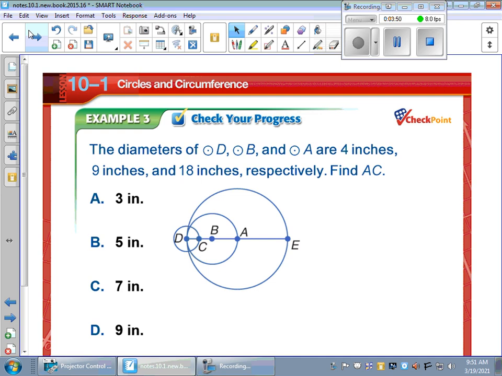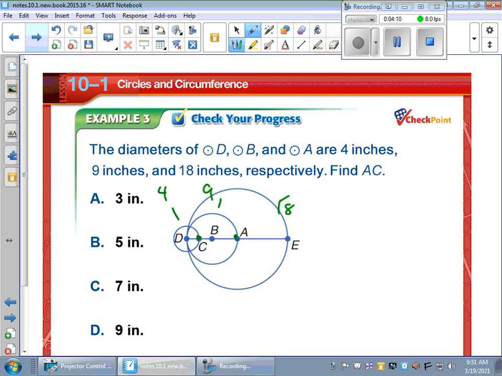Next slide here is now using that concept of diameters and seeing what we can get. So they give you the diameters of circle D, here's circle B, and here's circle A. So this is 4, this is 9, and this is 18. Find AC. So here's A and here's C right here.